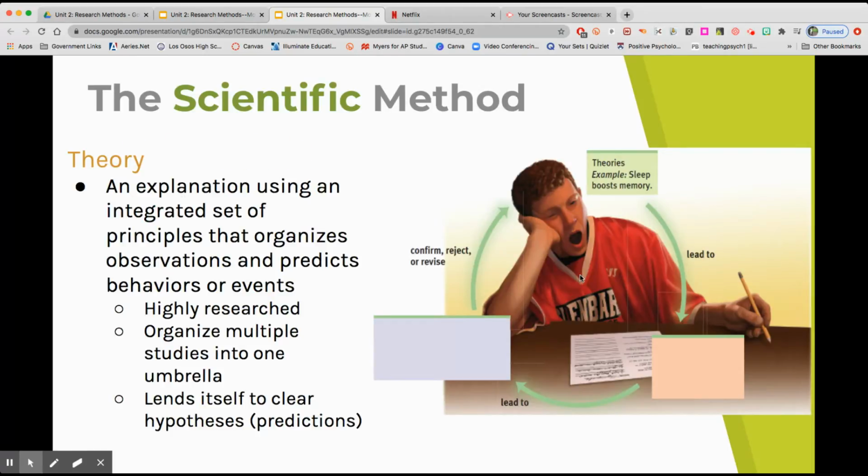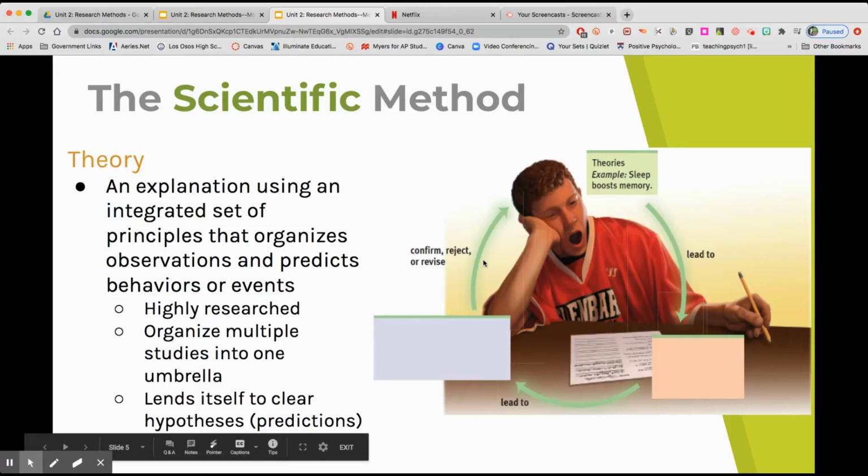So we're going to start off with the idea of a theory. But before I go into that, one thing I want you to notice, we're starting with theory, but with the scientific method, it's a very circular process. So even though I'm starting with theory, I could just as easily come up with this next part, which is going to be a hypothesis, and go from there as well.